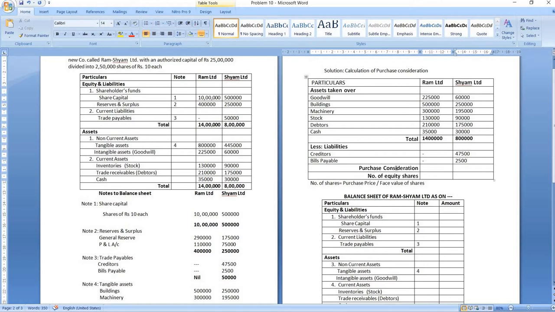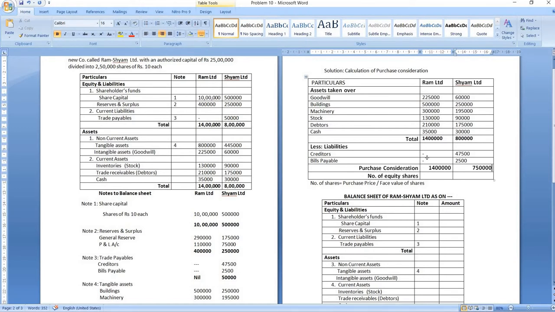Then the next step is to compute the purchase consideration. From the assets you have to deduct liabilities. Here there are no liabilities for Ram Limited, so the purchase consideration will be 14 lakhs. And for Shyam Limited, from 8 lakhs you have to deduct 47,500 and 2,500. That will be 7,50,000. So this is how you calculate purchase consideration.